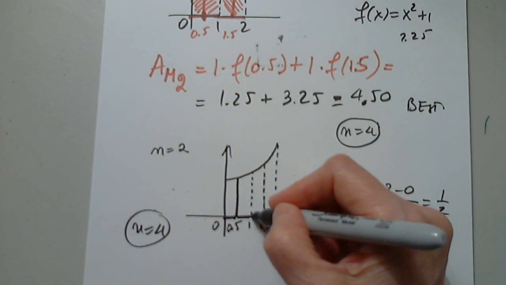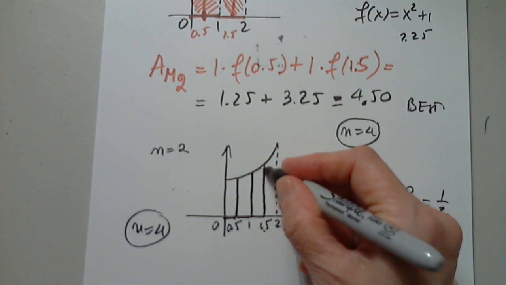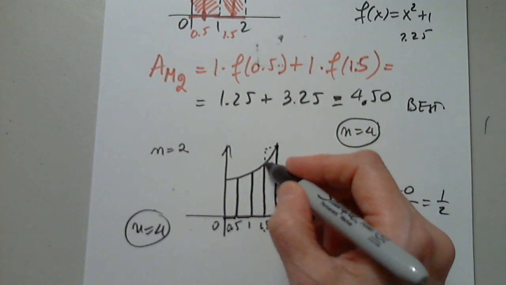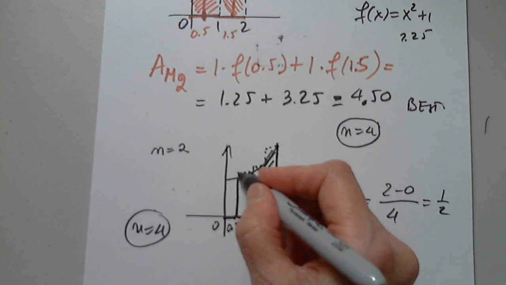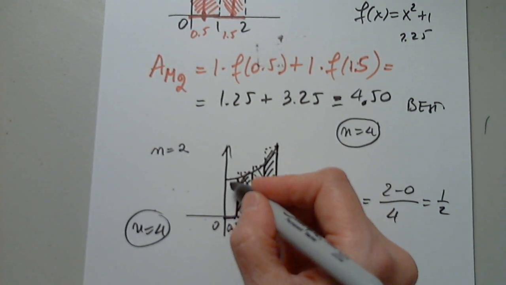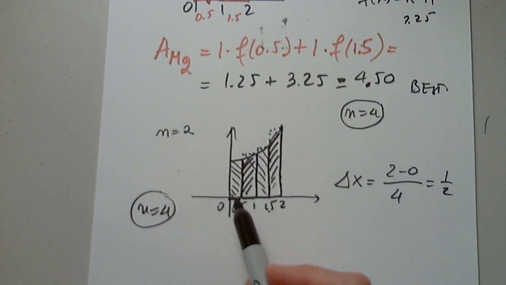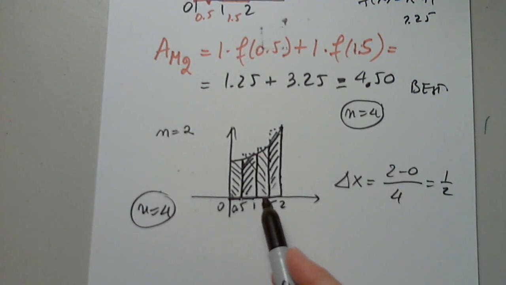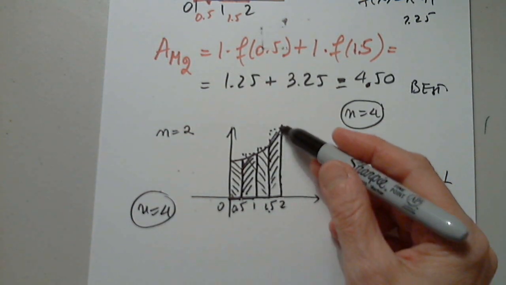Base will be 1/2, let's say with the right, times the height, plus base for the area of the next rectangle, times height, plus base times height, plus base times height. So this will be the rightmost rectangle, then the next rectangle, and the next, and the next. 0.5 times f of 0.5 plus 0.5 times f of 1 plus 0.5 times f of 1.5 plus 0.5 times f of 2.